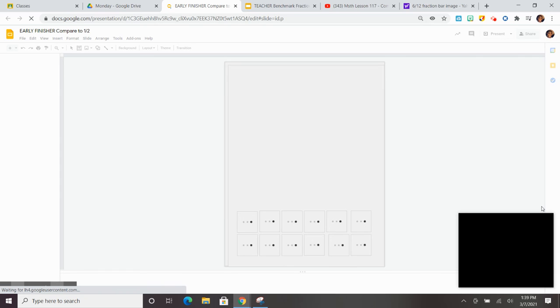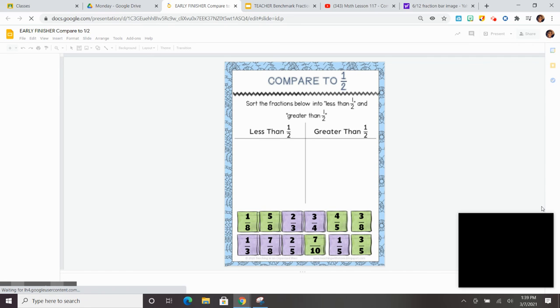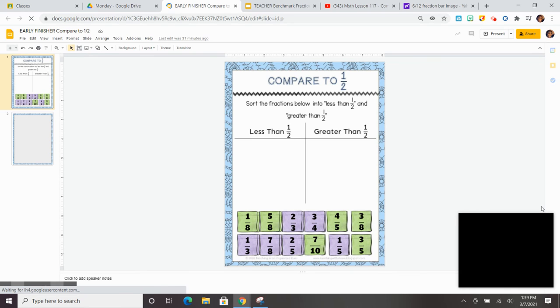So on this one, that's coming. Okay, it says sort the fractions below into less than 1/2 and greater than 1/2. And when it finishes loading, you'll see that on slide 2, you have your handy dandy fraction strips. Okay, so all you do is look. You have 1/8, 5/8, 2/3, 3/4, 4/5, 3/8, 1/3, 7/8, 2/5, 7/10, 1/5, and 3/5 to place into either the less than 1/2 or greater than 1/2 categories.